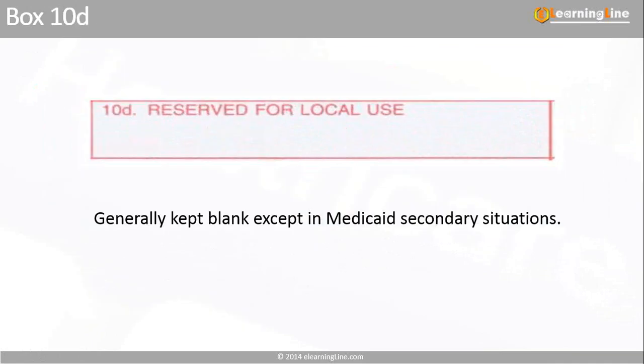Then you may have reserved for local use. What does it say? Anywhere you see in the form reserved for local use, just leave it blank. You don't need to fill out that information. This is for some future or some scenario based. For example, as we see 10D, generally kept blank except in Medicaid secondary situation. So if someone has a Medicaid claim, but they also have another carrier where they are insured under, it could be a COB situation, but in that case you need to provide the Medicaid secondary information over here under the 10D.